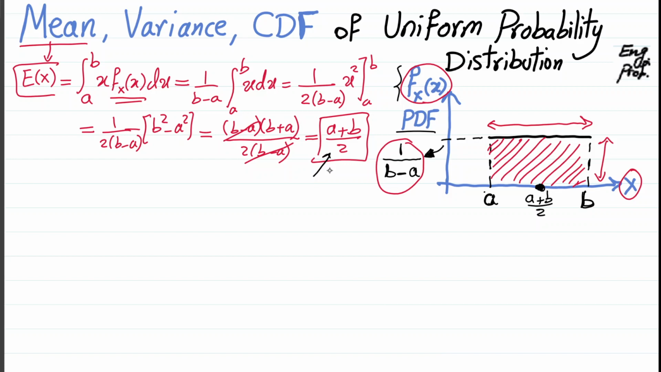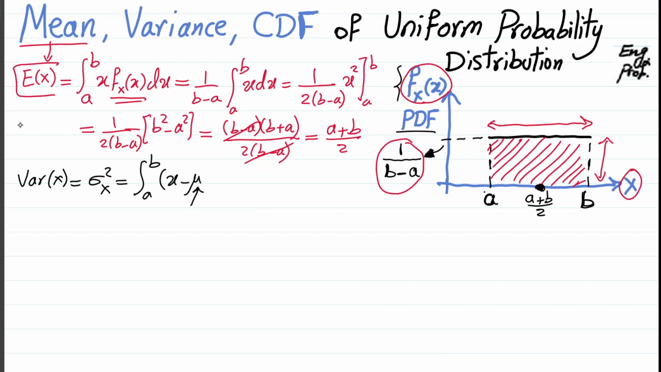The next step is computing the variance. The variance of x, also known as sigma squared for random variable x, is again the integral over the full range a to b, this time of x minus mu. By definition, the variance is the weighted average squared deviation of a random variable from its average, or mu. What we computed here is the mean, mu, the expected value, as was obtained. But let's not substitute for mu yet.